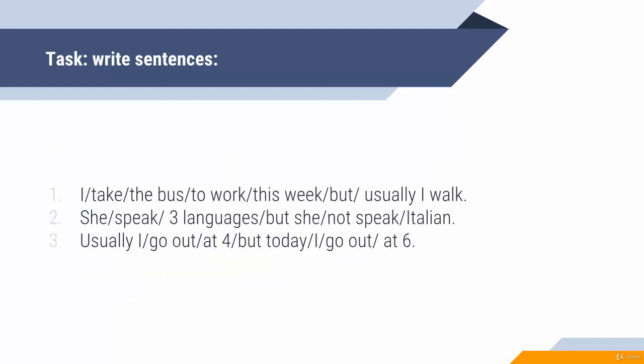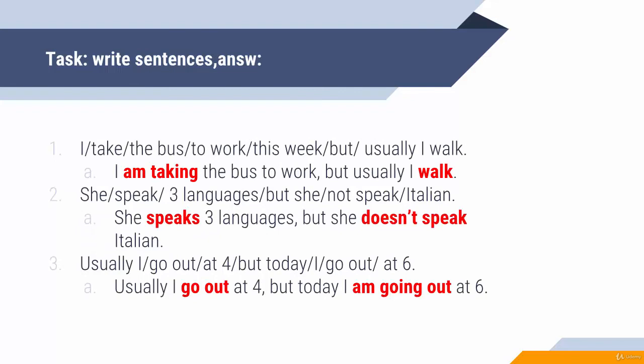Next exercise. You need to write sentences. I am taking the bus to work, but usually I walk. But introduces contrast. It means that there is contrast between the first and the second part of the sentence. In the second part, you have the marker usually. Usually I walk. So I'm taking the bus to work this week, but usually I walk.